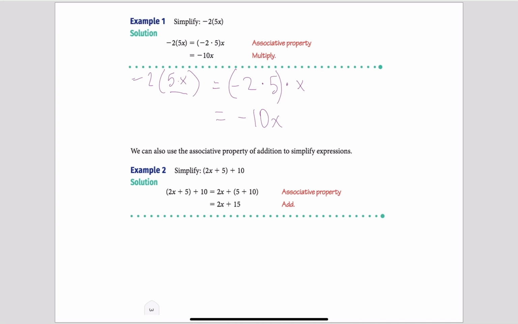I hope it makes sense that whenever we can, what we want to do is multiply and combine our numbers. And then, of course, later on, we'll do the same thing with any variables. We'll put those together too.